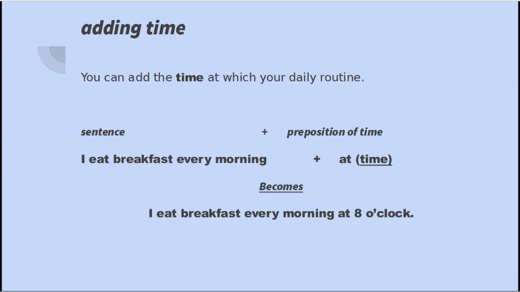Adding time, you can add the time at which your daily routine starts. So we have a sentence and a preposition of time, which is usually at the time. Our sentence is, I eat breakfast every morning. Then you add at time. This becomes, I eat breakfast every morning at 8 o'clock.